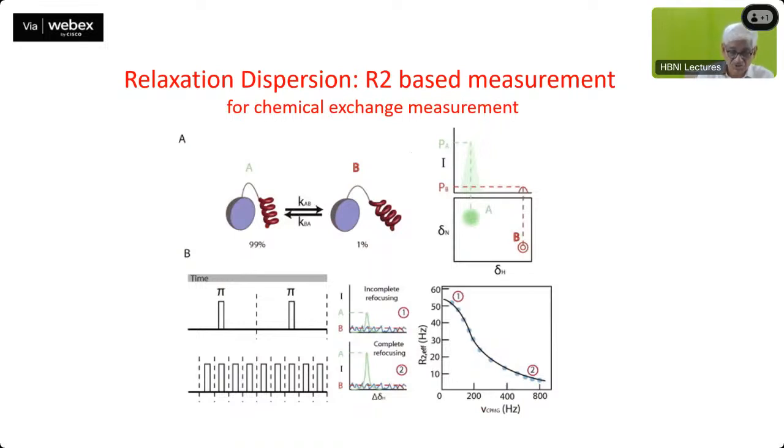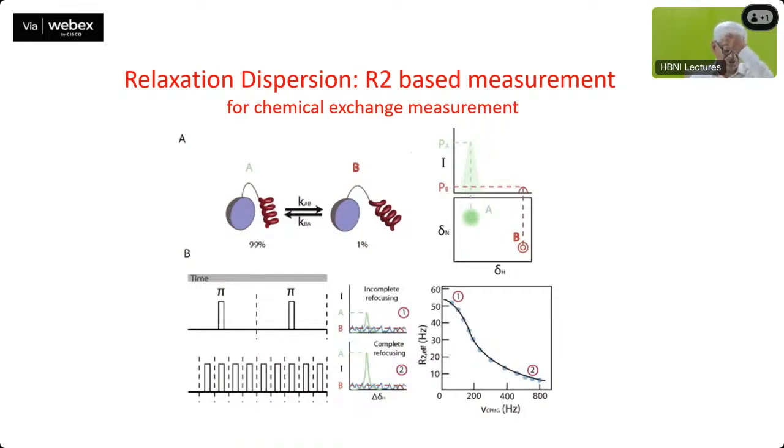What is the sort of exchange we are talking about? Here you have the A state. This is the folded protein. And if it is in the B state, it is somewhat unfolded. The chemical shifts, the frequency of precession at this point may be different from the frequency of precession at this point. And the nitrogen frequencies, if you are measuring, will have different peak positions there. Therefore, they have different chemical shifts.